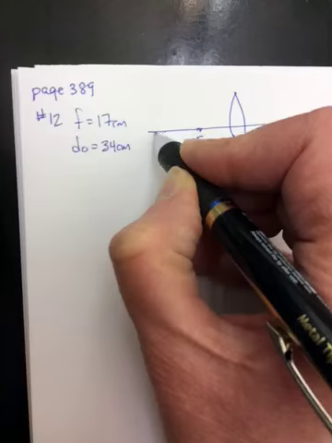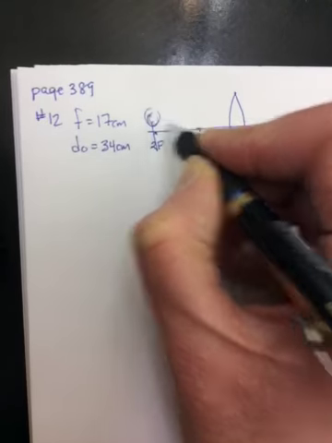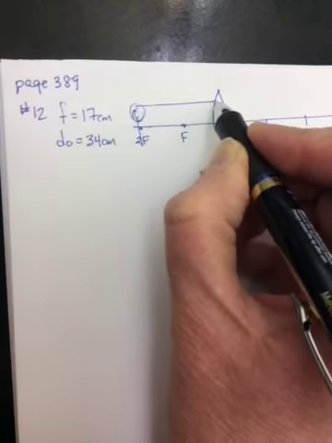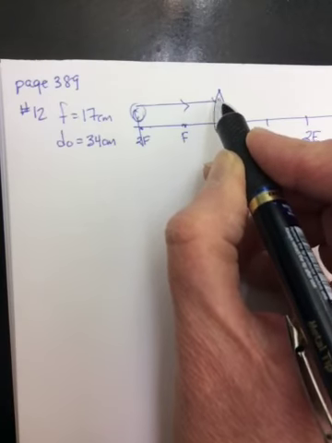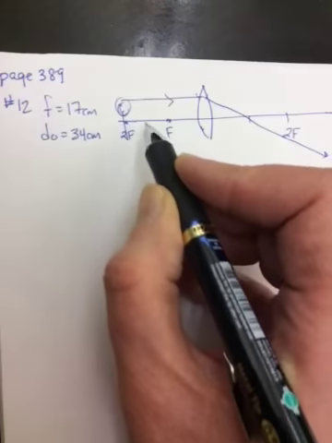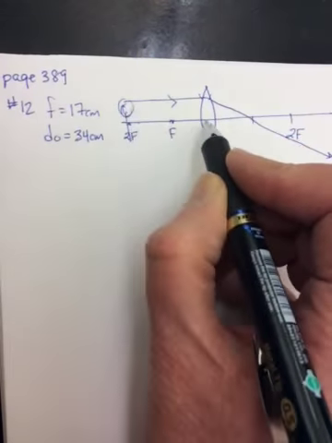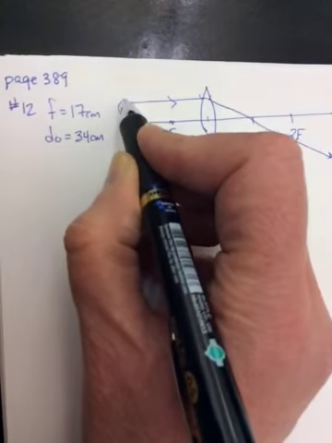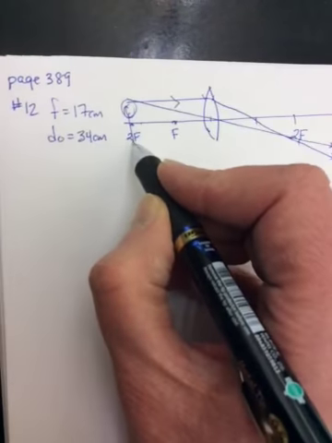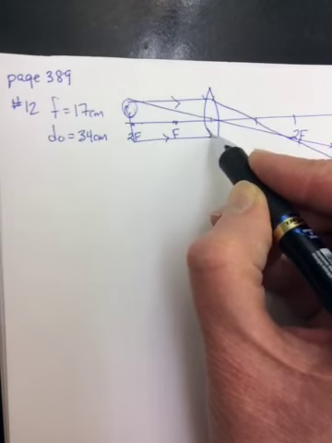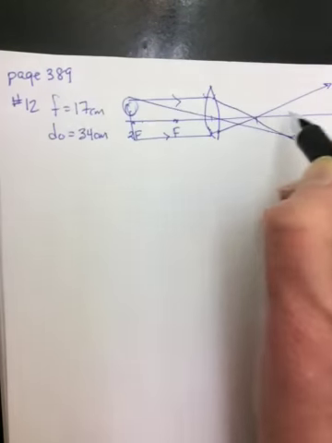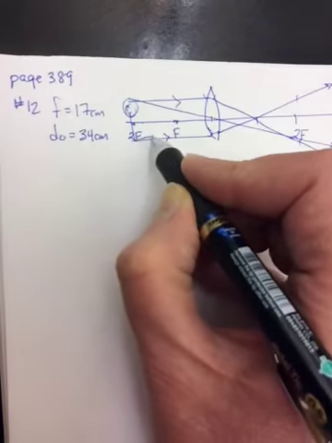So here's my F, here's my 2F, here's my object, over here my F, my 2F. A ray going in parallel to the principal axis will get refracted in such a way as to pass through F on the opposite side. A ray going in through O will pass straight through. A ray going in parallel to the principal axis will get refracted so that it goes through F on the opposite side. A ray going in through O.